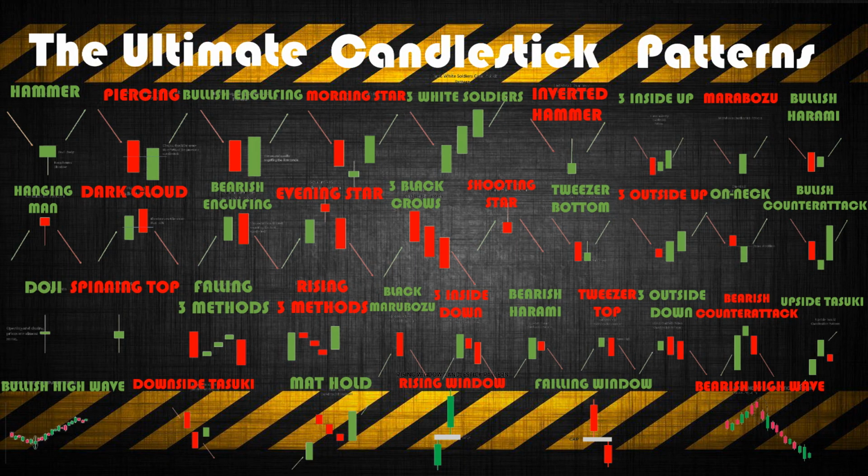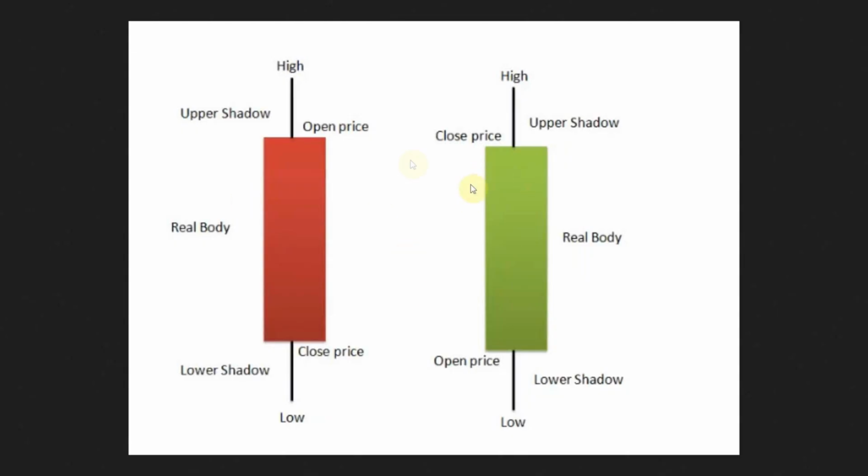Today I'm gonna show you the ultimate candlestick patterns, which can be divided into continuation patterns, bullish reversal patterns, and bearish reversal patterns. The daily candlestick chart shows the security's open, high, low, and close price for the day.